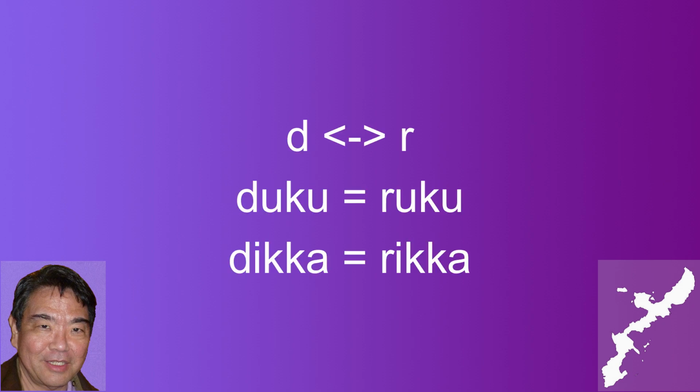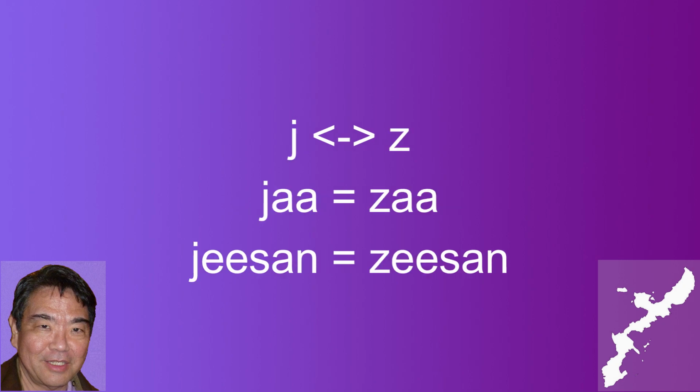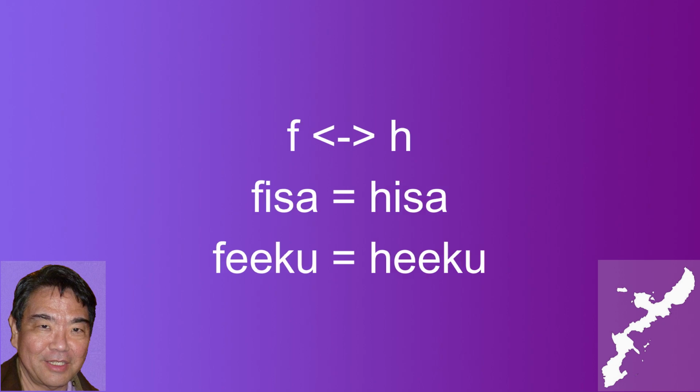Sometimes the D and R sounds may be interchangeable, as in the number 6, ruku or duku, or the phrase let's go, dika or dika. The J and Z sounds are sometimes interchangeable, as in the word seat, za or ja, and the word for asset, J-sang or zay-sang.